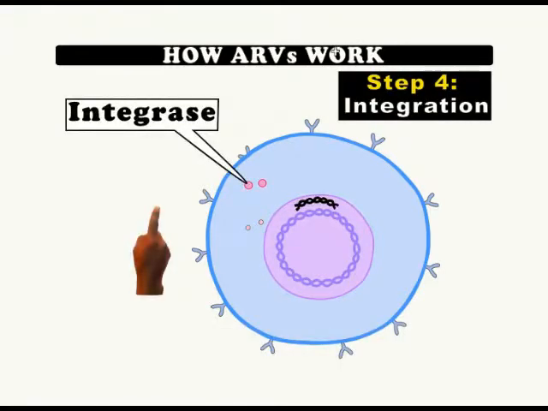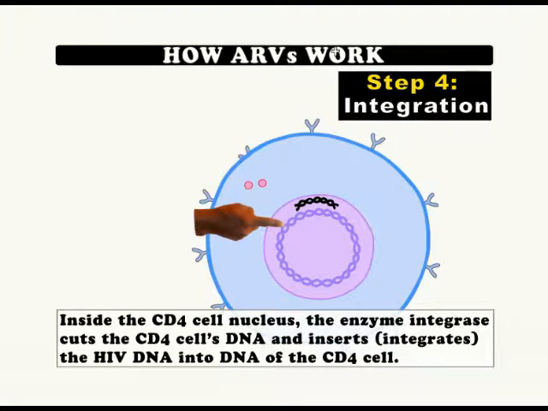The fourth step is known as integration. Right here we have the enzyme integrase. Inside the CD4 cell nucleus, the enzyme integrase cuts the CD4 cell's DNA and inserts or integrates the HIV DNA into DNA of the CD4 cell.